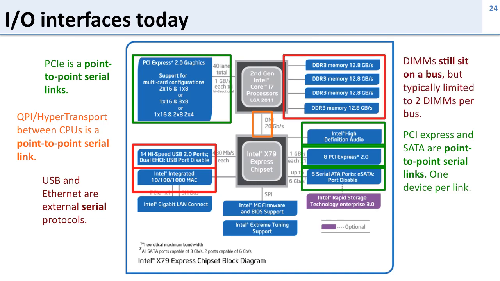The memory is still sitting on a bus, but it's very limited. Usually we can only put 2 things on this bus because we don't want to slow it down too much.